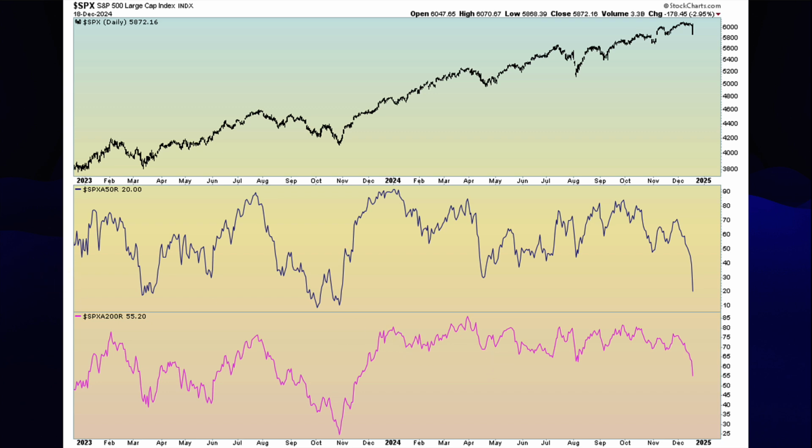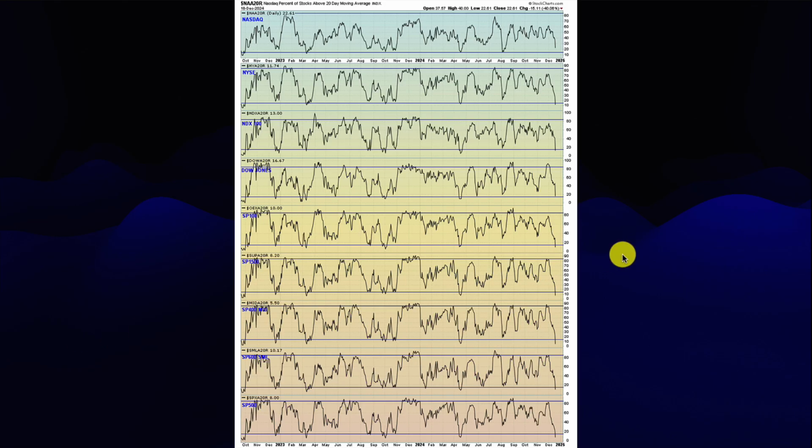The percent of stocks above the 20-day moving average we showed yesterday, and take a look. They're actually now moving into some pretty frothy territory to the downside. Look at 8% of the stocks. Another way to put this is 92% of the stocks in the S&P 500 are below a 20-day moving average.